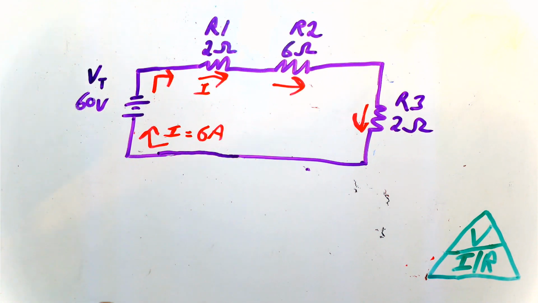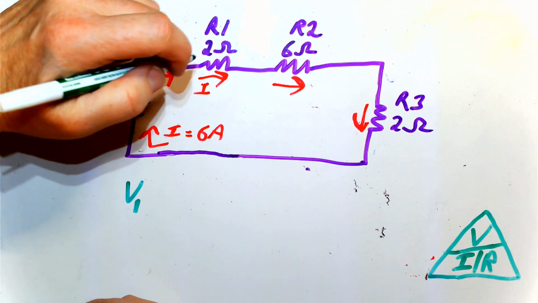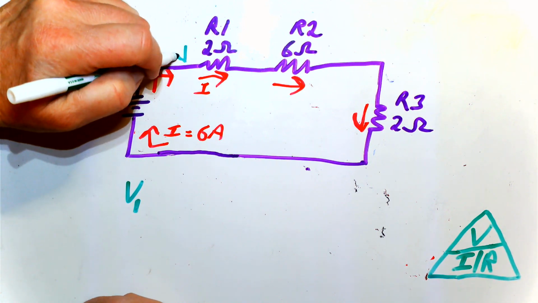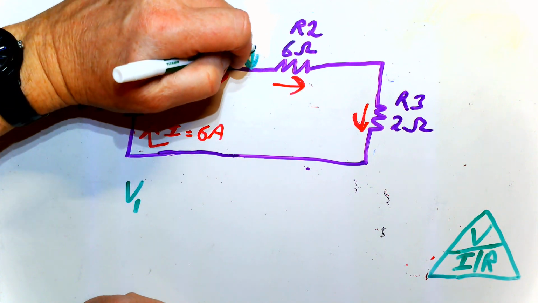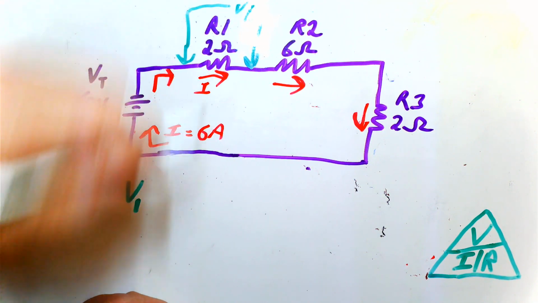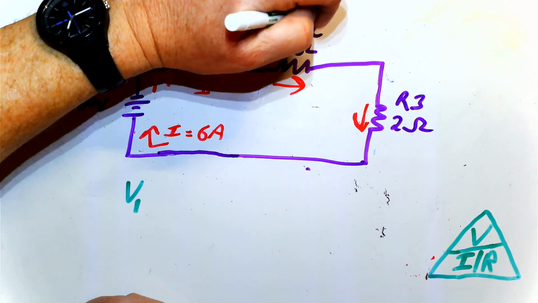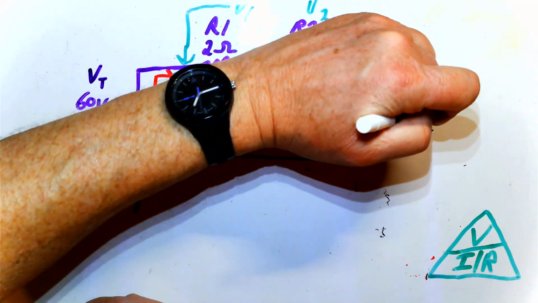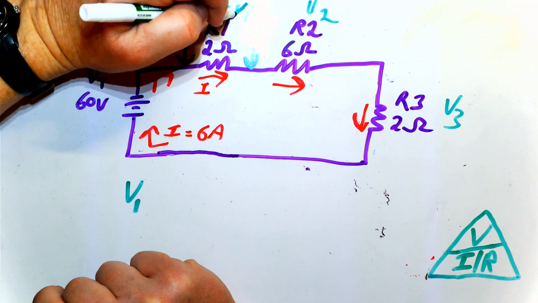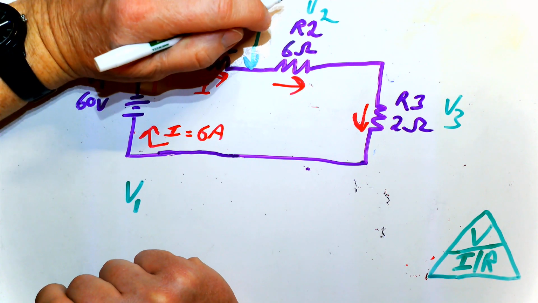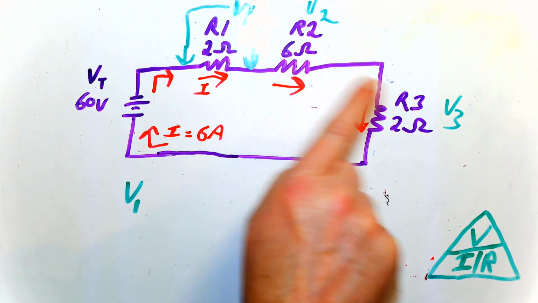Well, we'll say that the voltage going through R1, we'll call that V1, right? So that's from this point here to this point over here. We call that V1, right? And this will be V2, and over here will be V3.